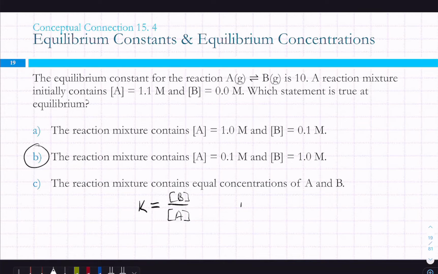Because we can even plug in the numbers here. If K is 10, actually, I think the easier way, if A is 0.1 and B is 1, then K is equal to 1.0 over 0.1. K is unitless. So 1.0 divided by 0.1 will give you 10. So B matches K, the concentrations in B.